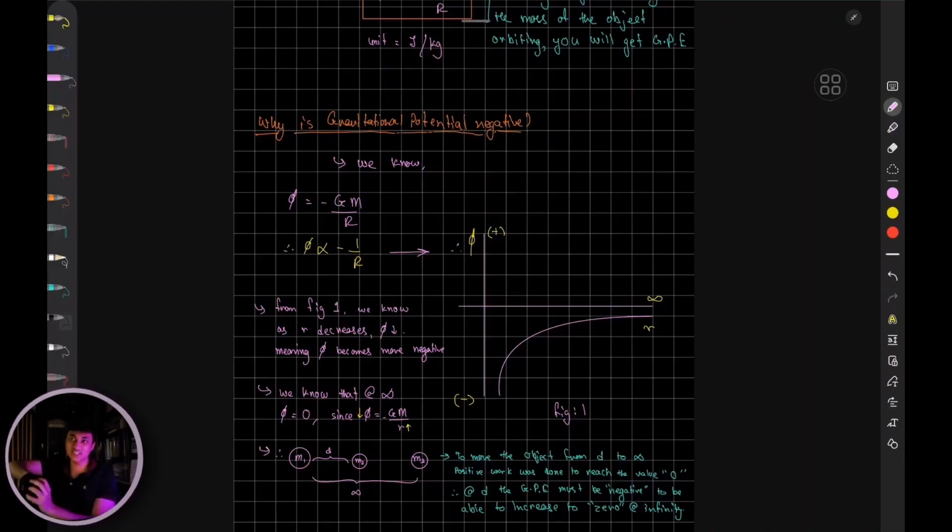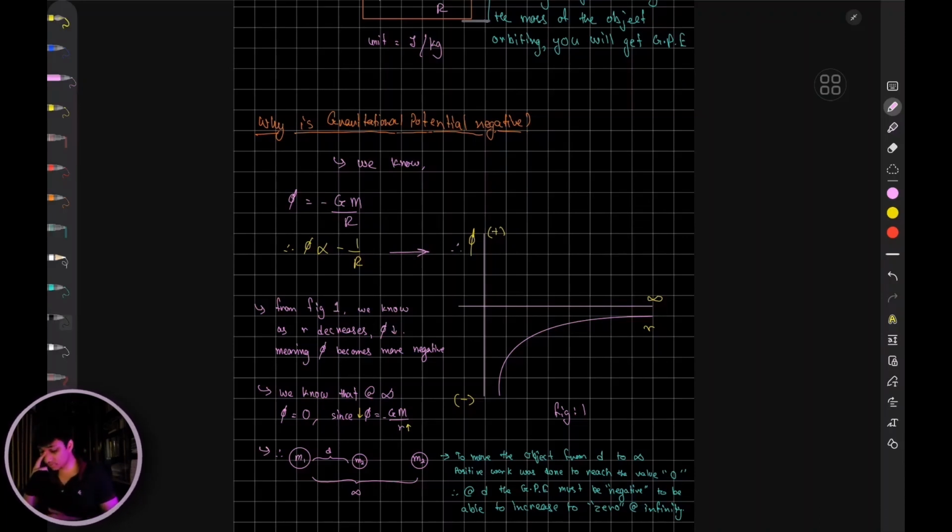Therefore, you have increased its energy from a negative value to zero. Because if it was positive near the Earth's surface, it couldn't increase to zero, right? So near the surface, the value is negative, and you increase it to zero at infinity. You transfer energy to the object until it reaches potential energy of zero at infinity, right? So therefore, near the surface, gravitational potential is negative.